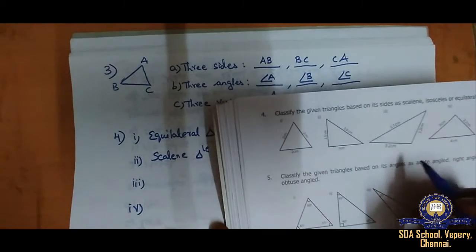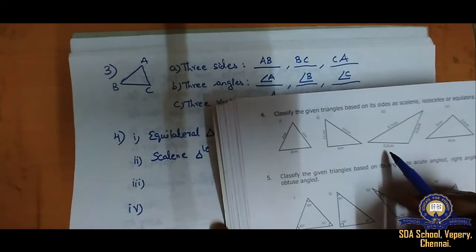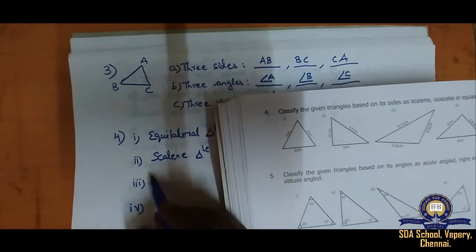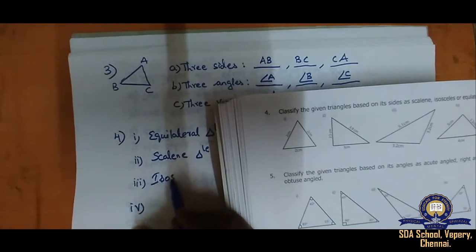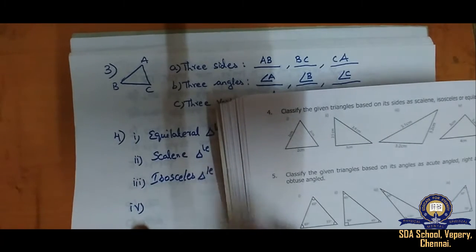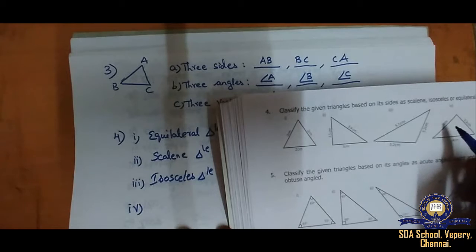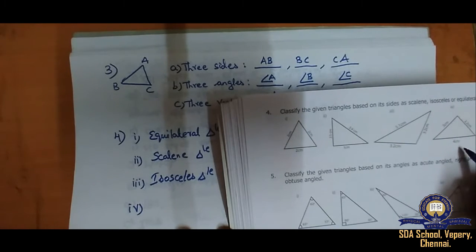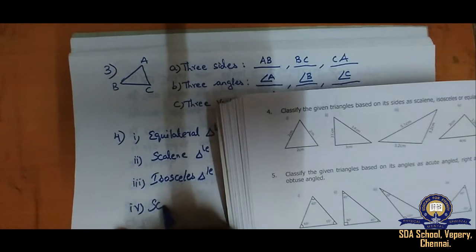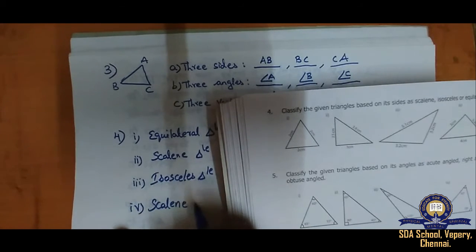See the next question, 5.1, 3.2 and 3.2. Two sides are equal. That means isosceles. Two sides are equal means isosceles triangle. See here, 3 centimeter, 2.2 and 4. All the sides are different, then it is said to be a scalene triangle.